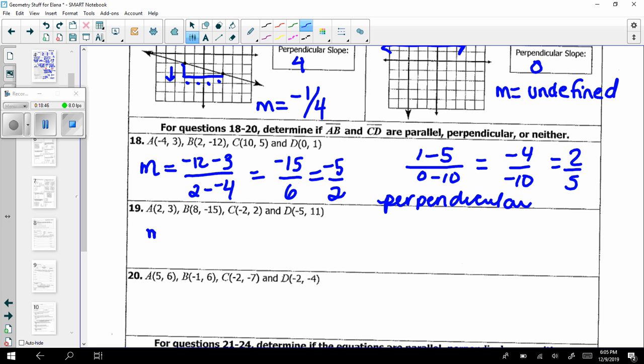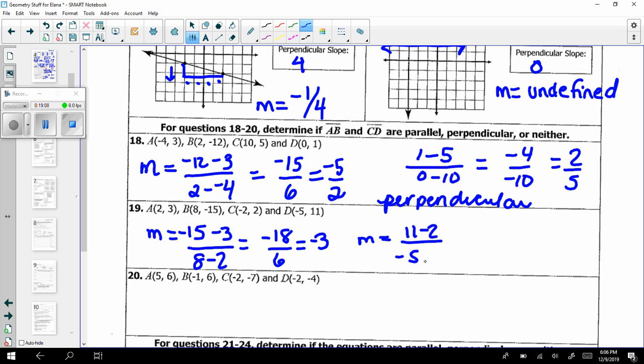All right, so let's do this one right here. For this one, the slope is minus 3 divided by 8 minus 2. So that's negative 18 over 6, which gives me negative 3. And then my next one is 11 minus 2 divided by negative 5 minus negative 2. So that ends up being 9 over negative 3, which is also negative 3. So when they're exactly the same, they're parallel.